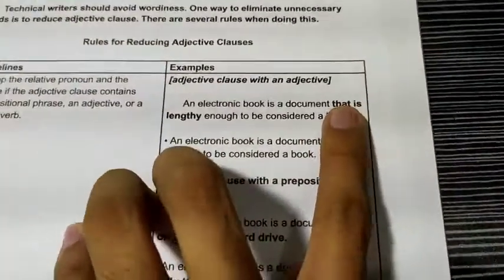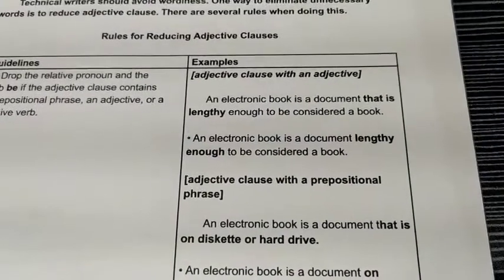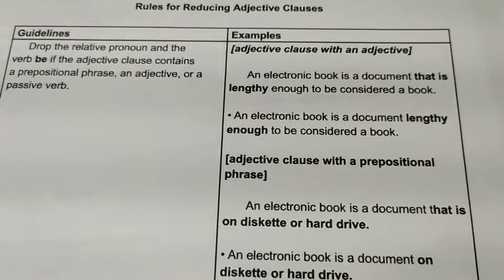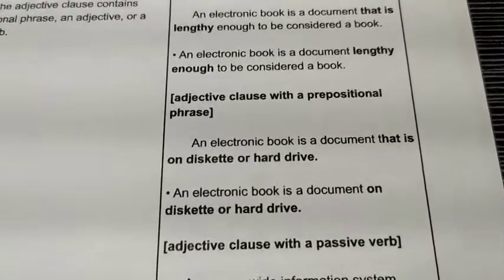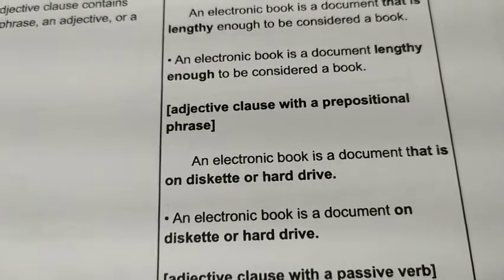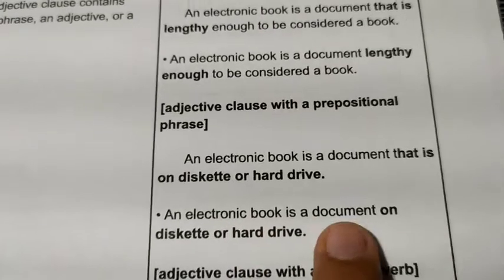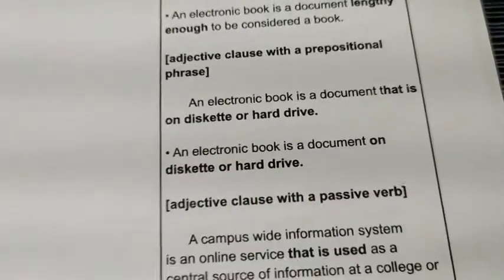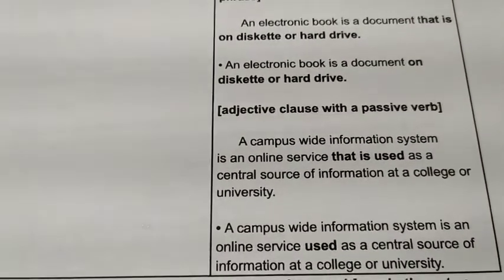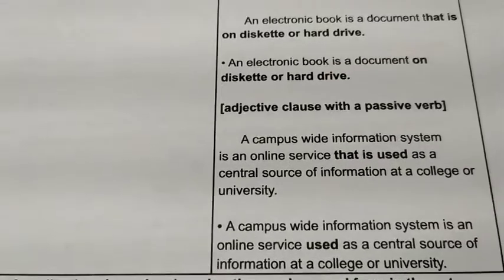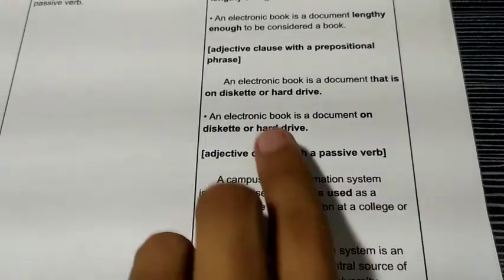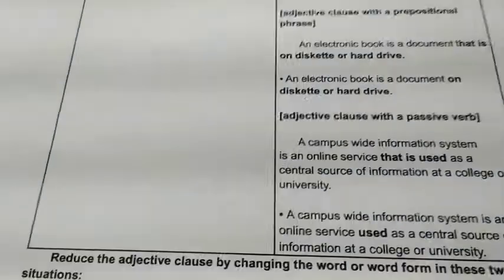So you will just remove this. If you think it's still understandable without those words, you can omit them. "An electronic book is a document that is on diskette or hard drive." So you can simply say, "An electronic book is a document on diskette or hard drive." "A campus-wide information system is an online service that is used as a central source of information at a college or university." So you can simply remove "that is."